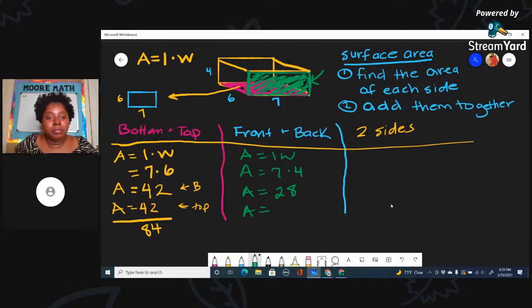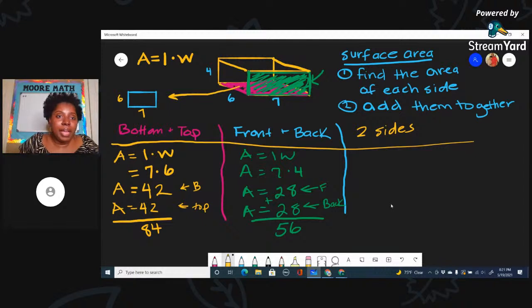And the area of the back is also going to be 28. So if the front is 28, the back is going to be 28. Good. So this is the front, the back is 28, and add them together. 56. Good.